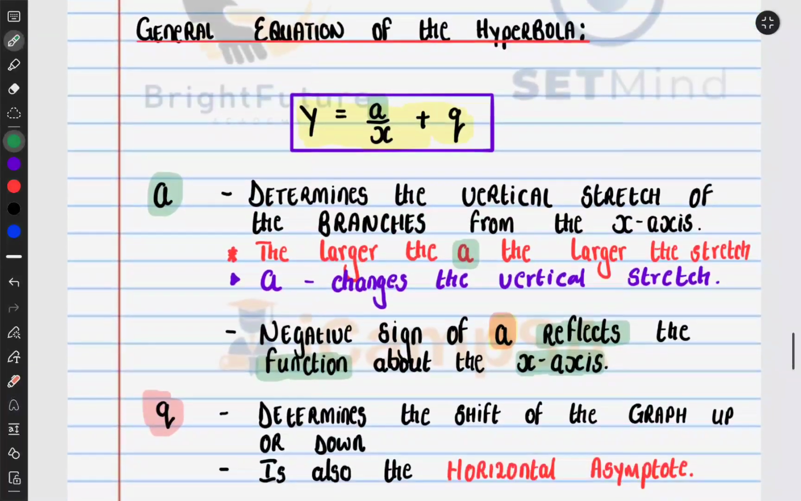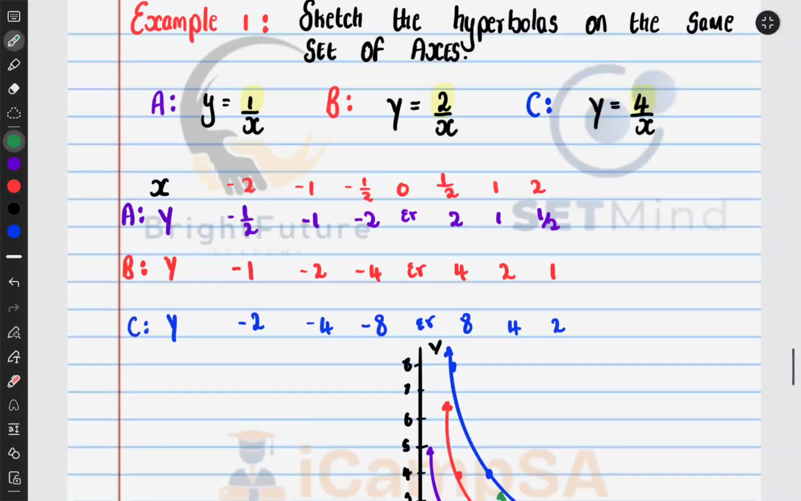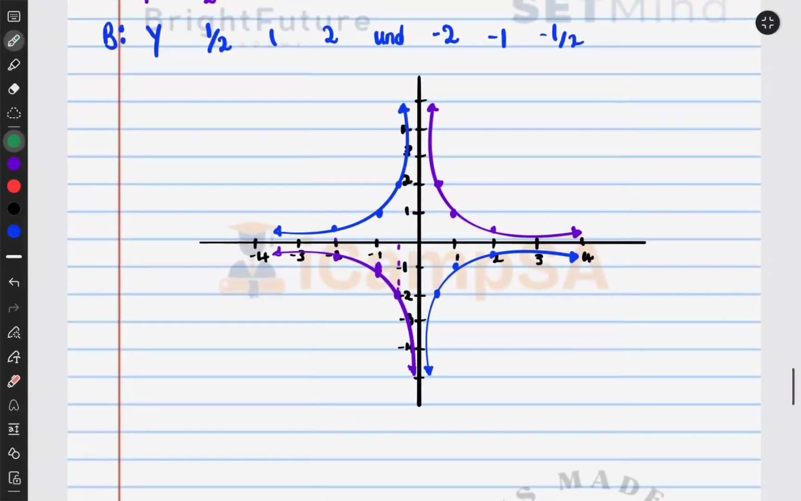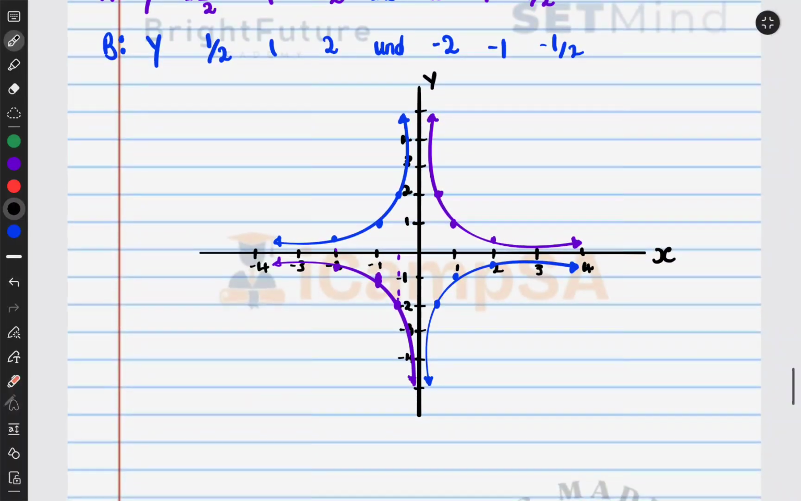Once again, we said the negative sign of a reflects the function about the x-axis, which is what we see happening here. This original function has been reflected about the x-axis. So just imagine if you were to place a mirror here on the x-axis, this function will be mirrored below as this function, as we are seeing there, and then this function will be mirrored upward by that function. So changing the sign of a essentially reflects the function about the x-axis. Hopefully you do get that point.